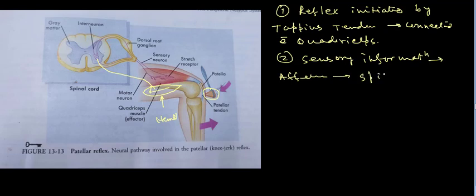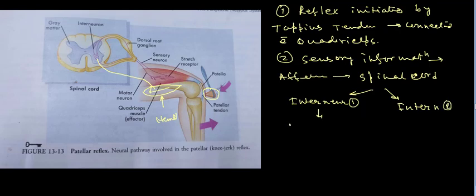towards the spinal cord. In the spinal cord there are two interneurons, interneuron 1 and interneuron 2, and interneuron 1 activates the motor neuron which is connected with the quadriceps muscle. This causes the contraction of the quadriceps muscle, so that the lower leg jerks forward, and the lower leg actually moves forward, and this is called the knee jerk reflex.